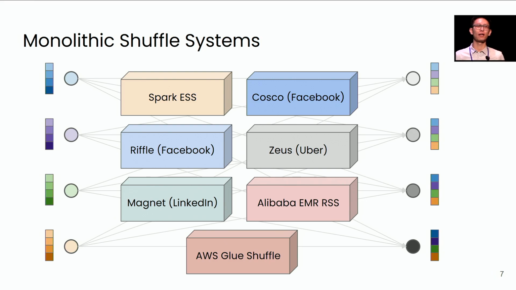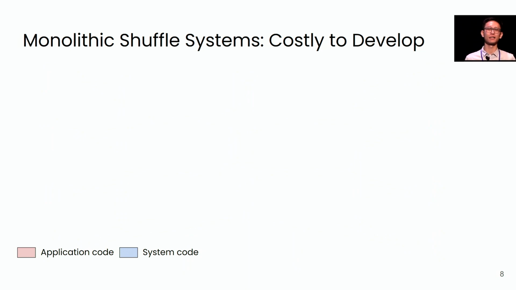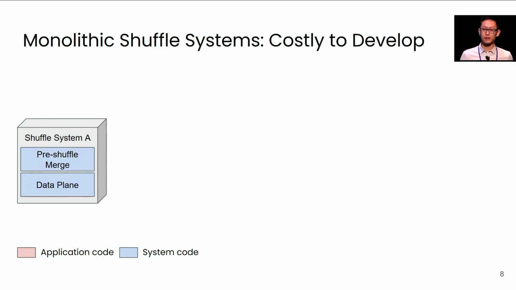So one question is, why do people keep rebuilding these shuffle systems? They are costly to develop. So let's think a little bit about what is inside these shuffle systems and how they optimize the shuffle operation. They are usually built as one big system, and there are usually two aspects to the optimization.